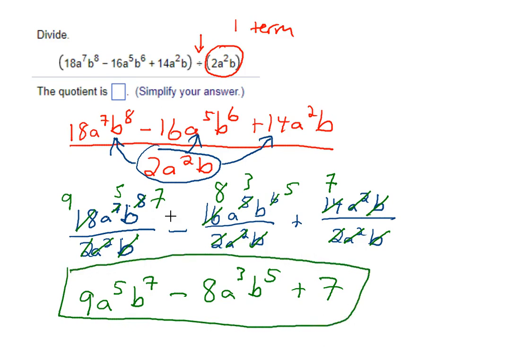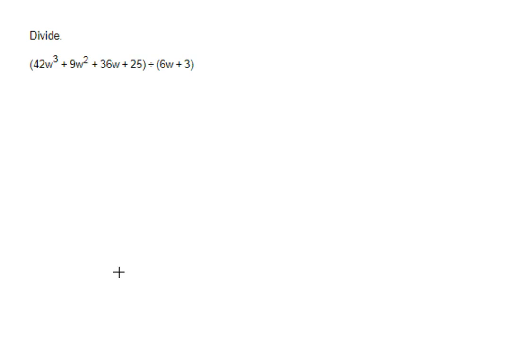Again, that shortcut only works if you're dividing by just one term. If it's just a monomial, then you can do this. If it's not a monomial, you have to do what we're about to do here, which is long division.